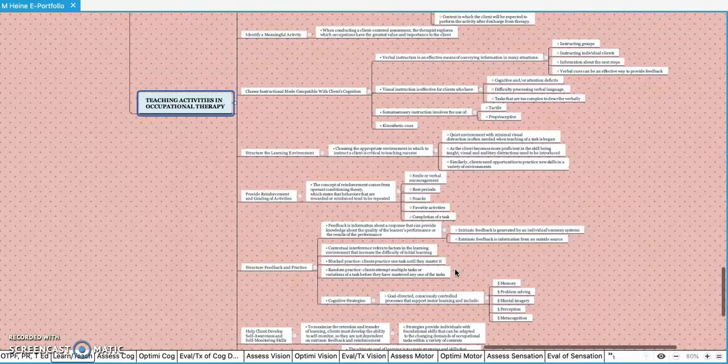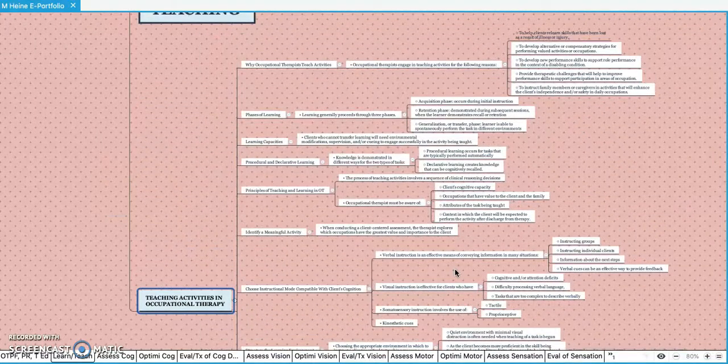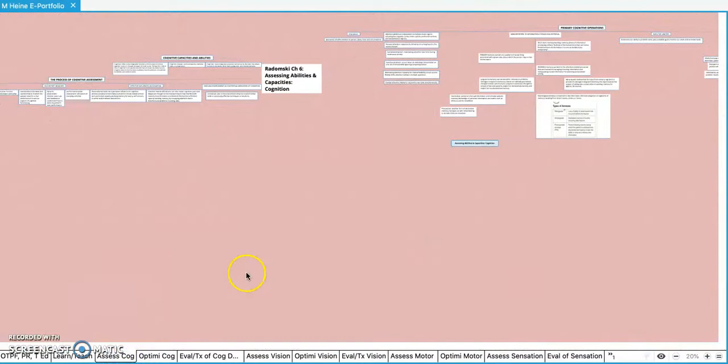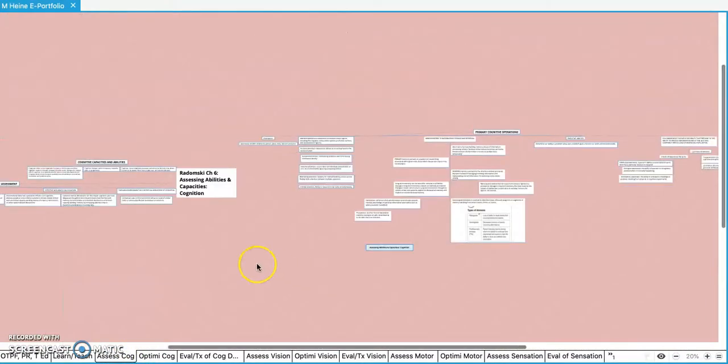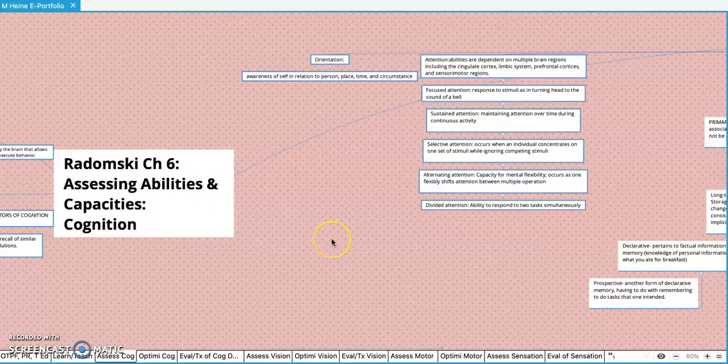Lots of information here, and even just in putting this comprehensive portfolio together, it was really good to refresh my memory. So then we go on to assessing cognition. And this one, I think this is very important. It doesn't matter if your client has some kind of cognitive impairment or dysfunction, you should always be assessing cognition. So I thought this was another really good review.